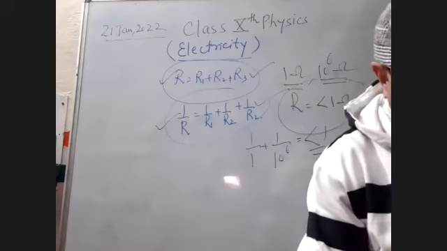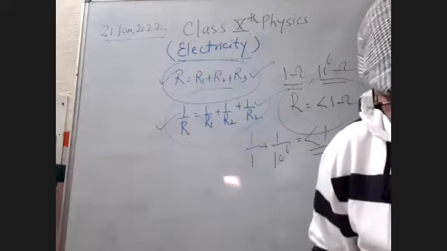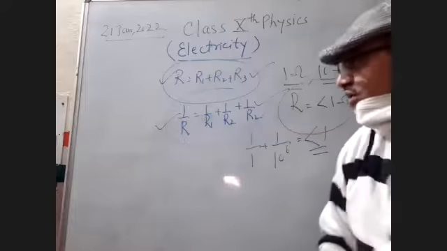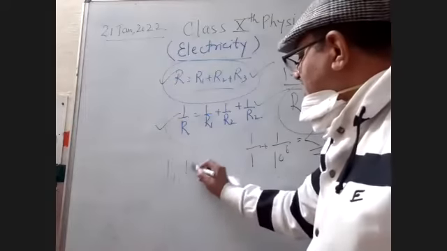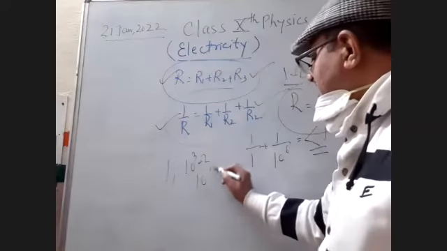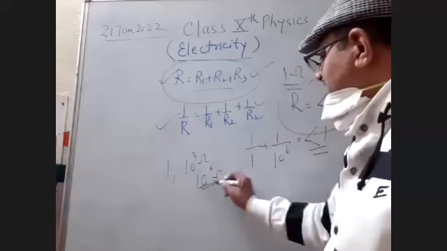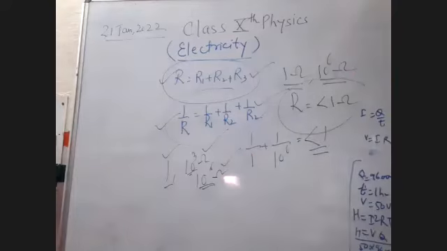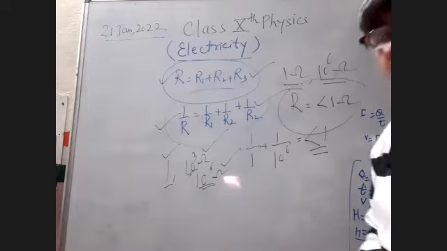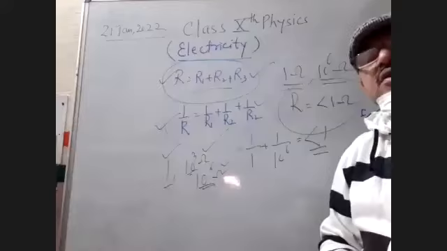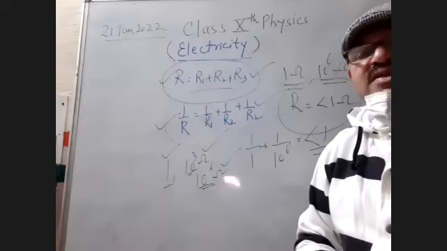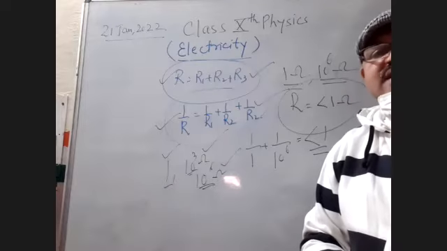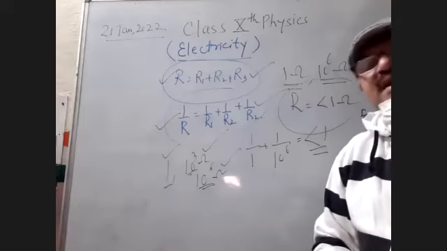Clear, students? Now part 2, what it says: 1 ohm, then 10^3 ohm, and 10^6 ohm. He is saying that three resistances, 1 ohm, 10^3 ohm and 10^6 ohm, are connected in parallel. What will be the total combination? What will be the total result? Total resistance when three resistances 1 ohm, 10^3 ohm and 10^6 ohm are connected in parallel.